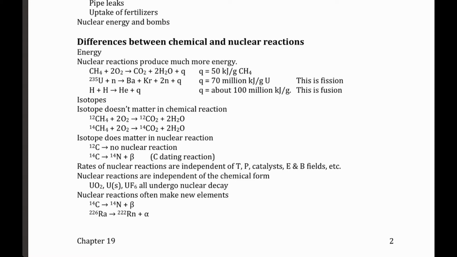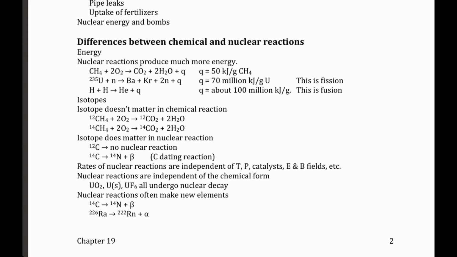Nuclear reactions are independent of the chemical form. If we're going to do a fission reaction with uranium-235, whether we have UO2, a chunk of uranium metal, or UF6, they all would undergo the nuclear decay process.